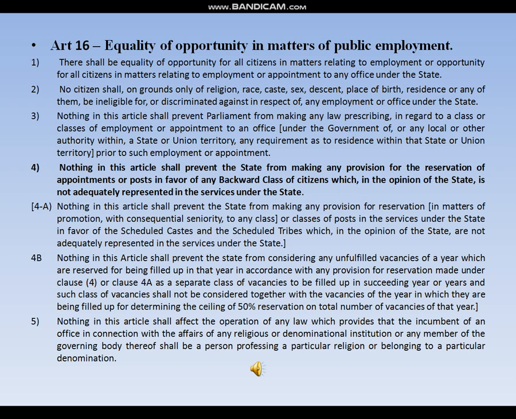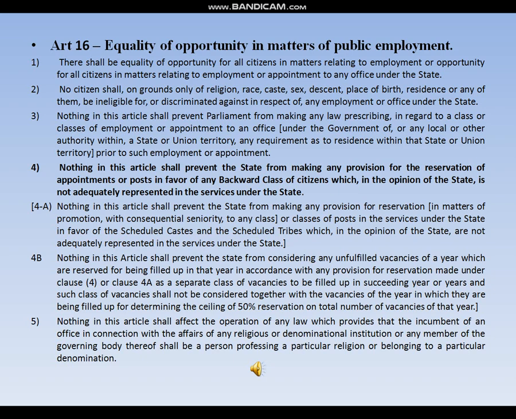Besides, see the similarity and also dissimilarity between 15 and 16. Article 15 talks about special provision for the advancement of socially and educationally backward classes of citizens, and clause 5 again specifically includes admission to educational institutions. Again in 16 you will find the same thing, special provision for reservation of appointments or posts in favor of backward classes of citizens, and this pertains to services, that is employment.